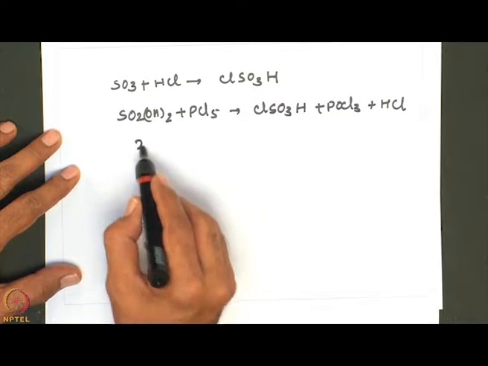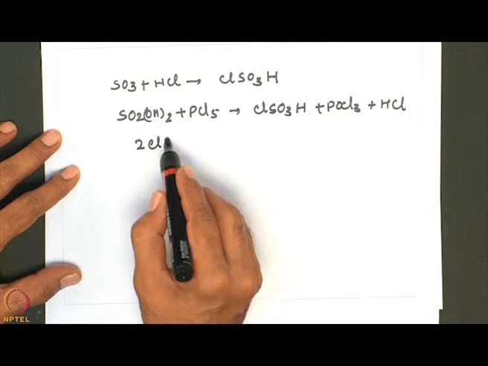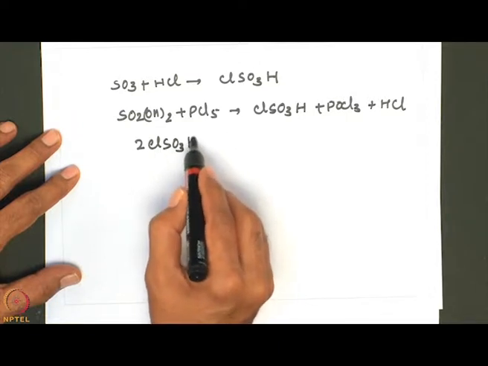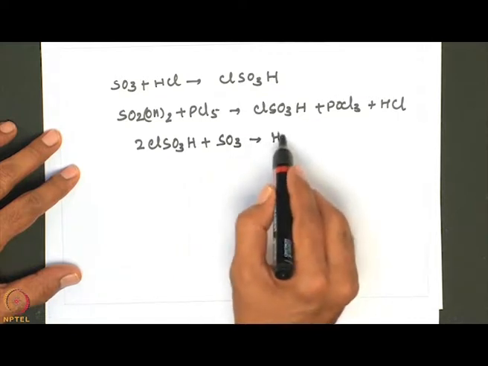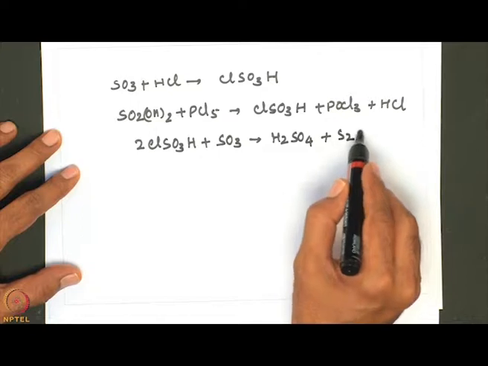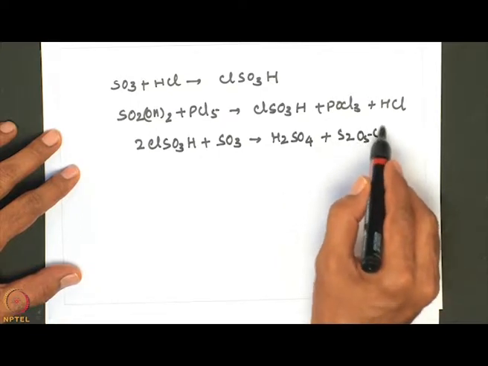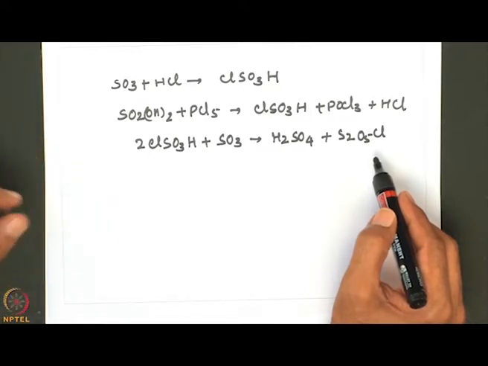and chlorosulfonic acid, when it is treated with SO3, it gives H2SO4 plus S2O5Cl2. And amidosulfonic acid is produced industrially in two stages: urea with a mixture of SO3 and H2SO4 or oleum.